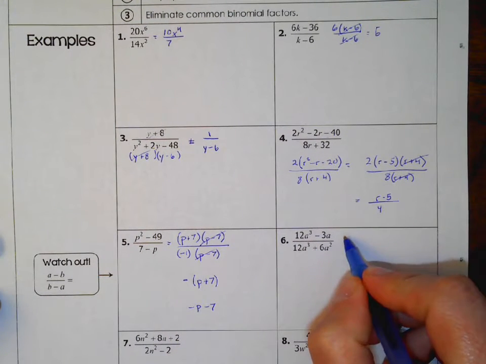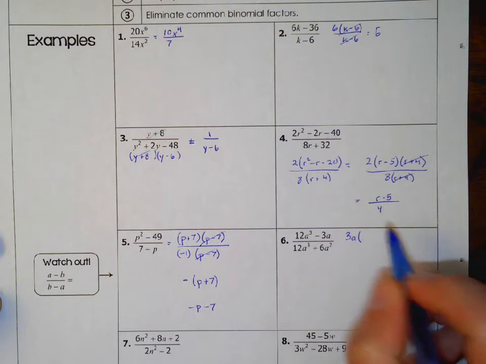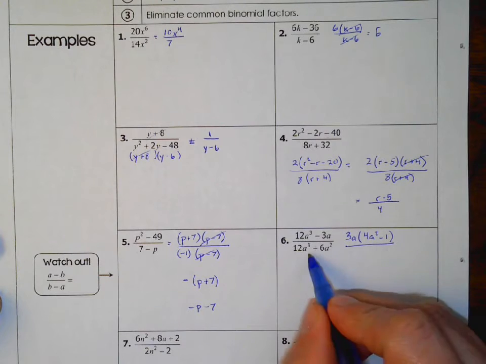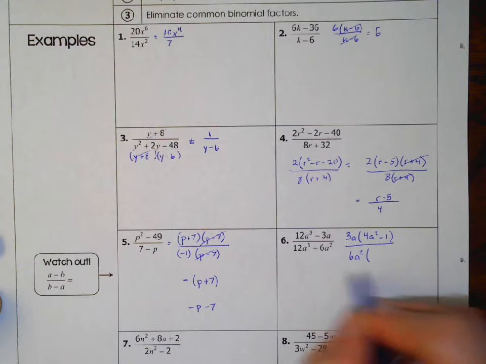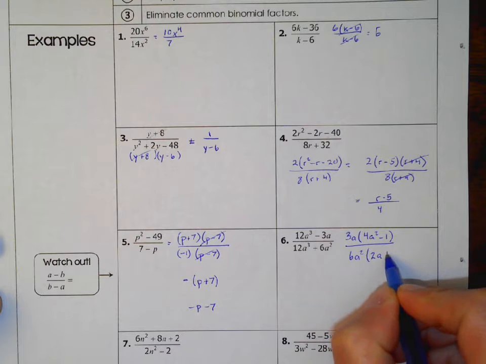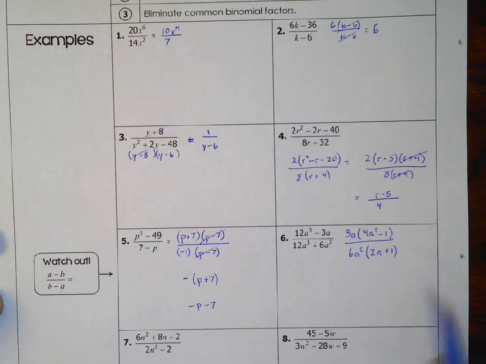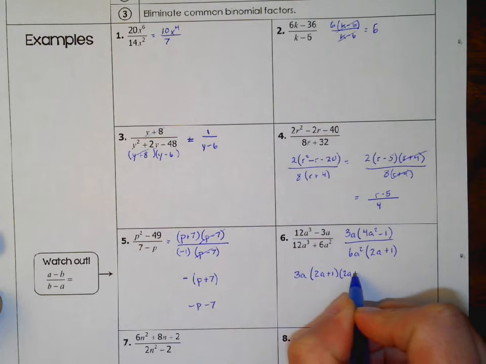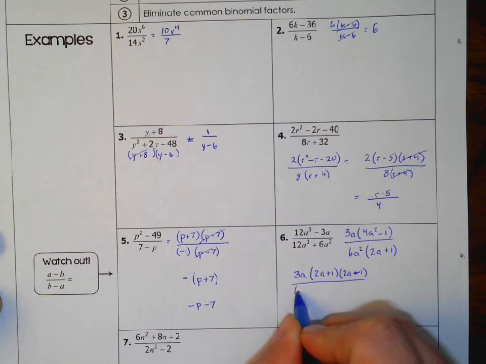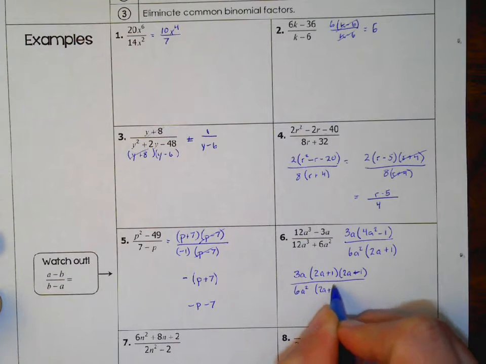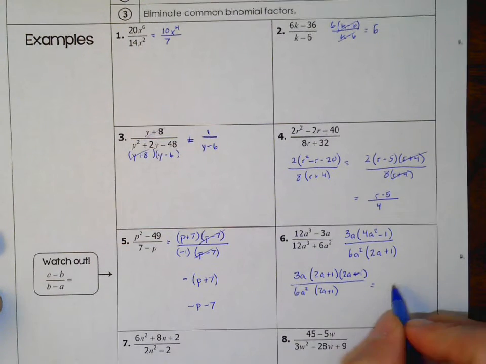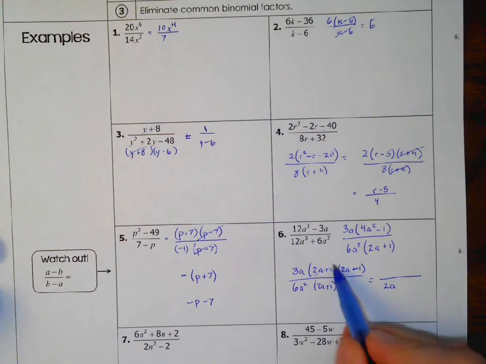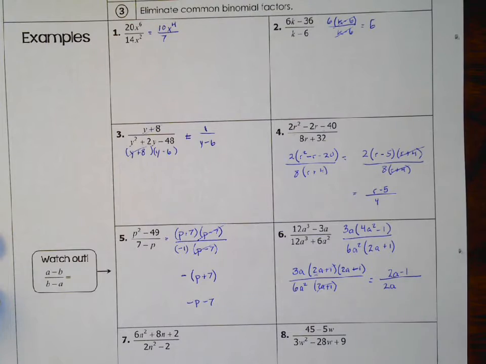Okay, up here I can factor out a 3a, and I'm left with 4a squared minus 1. Here I can take out a 6a squared, and I'm left with 2a plus 1. Okay, I can factor this farther. 2a plus 1, 2a minus 1. Okay, and 3 divided by 6 is 1 over 2. A over a squared is an a on the bottom. Those two cancel. 2a minus 1 on the top.